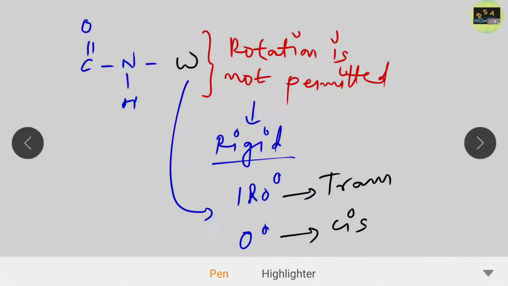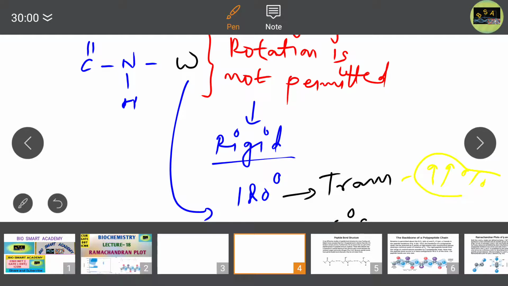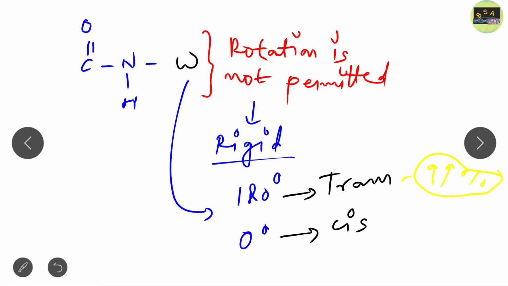The trans structure is favorable in 99% of cases. Why is the trans structure favorable in 99% of cases? Due to less steric hindrance, as in the trans structure the groups are present on two different sides. I will show you the structure, then you will understand. While the cis is favorable in only 1%, that is, it occurs occasionally. Why does it not occur like the trans structure? Due to steric hindrance, as the groups are present on the same side in cis. So due to steric hindrance, the cis structure is not favored in most cases.